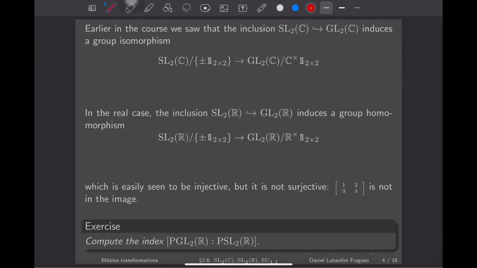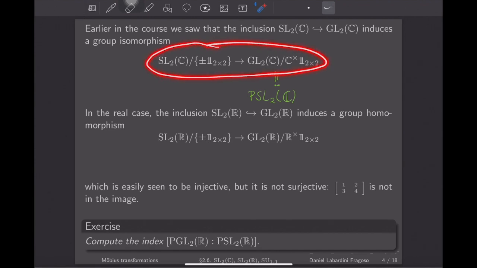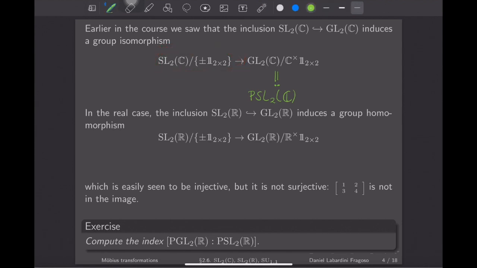So let me choose another color. Right. So this is PSL2C, okay, by definition. Right, and then we saw that actually any Möbius transformation can be realized as the Möbius transformation of a matrix with determinant 1, right? And so somehow that's what it means, that this inclusion induces an isomorphism here, right? So this is also isomorphic to MÖB-C, to MÖB-C bar, sorry.